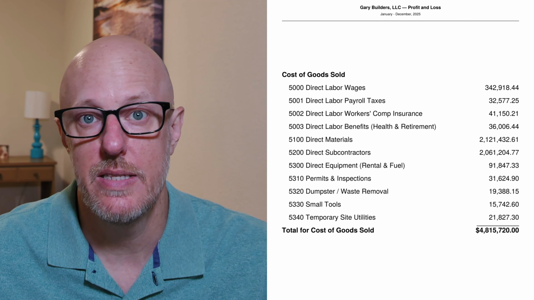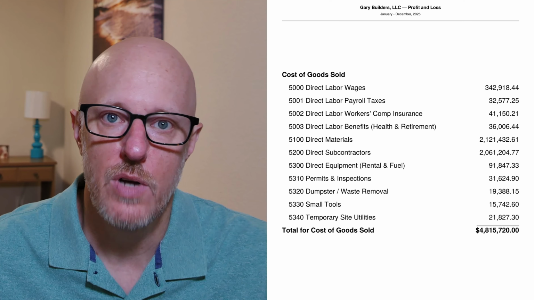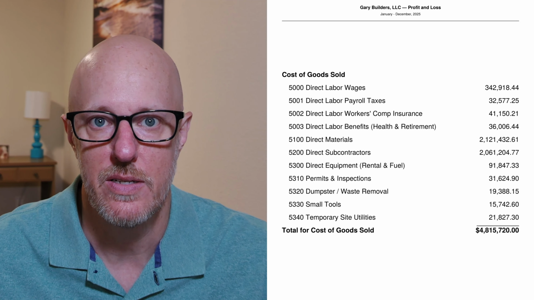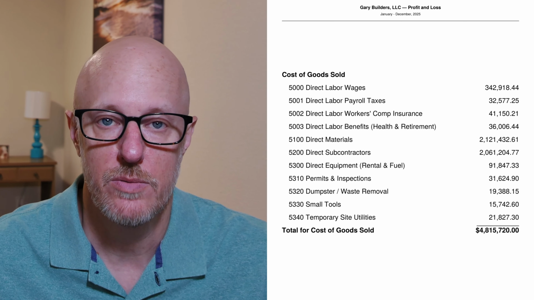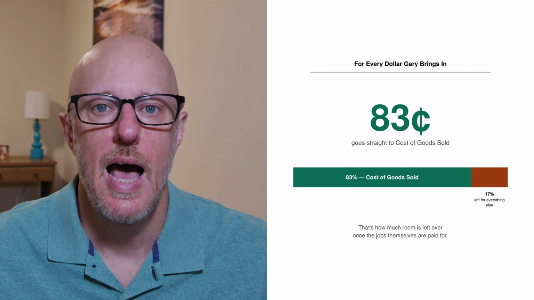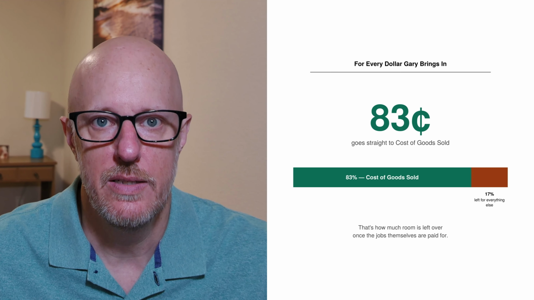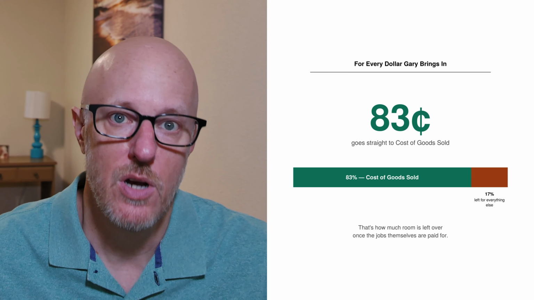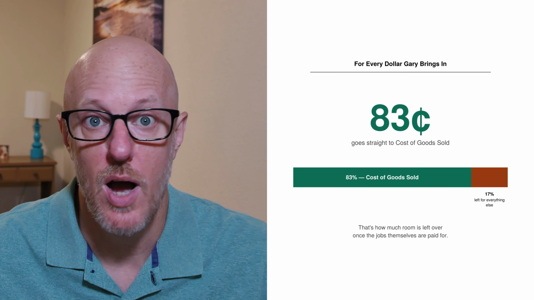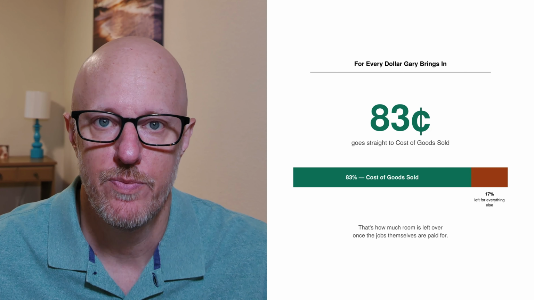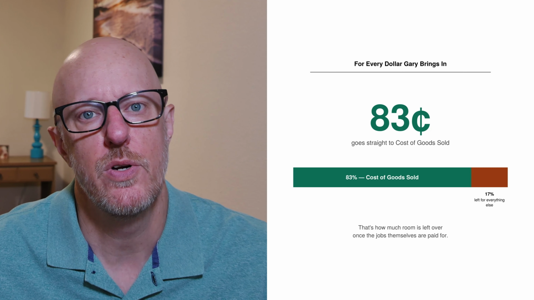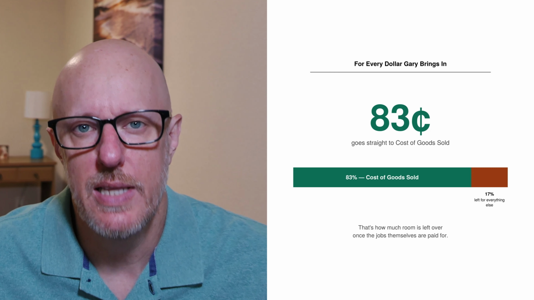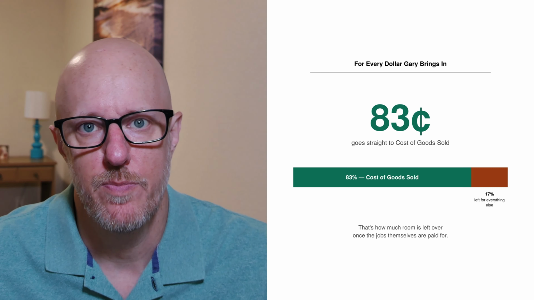Add up everything in this section, and Gary's total cost of goods sold for the year comes to $4,815,720. Put another way, out of every dollar Gary brings in, about 83 cents goes straight to covering what the jobs themselves cost before overhead or profit ever enter the picture. That's a useful number to know for your own business too, since it tells you right away how much room is actually left over once the jobs are paid for.